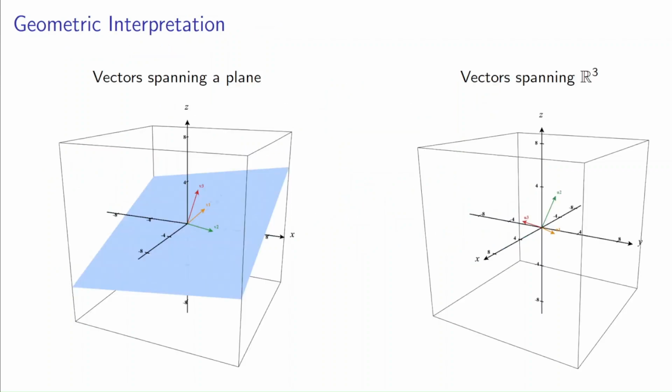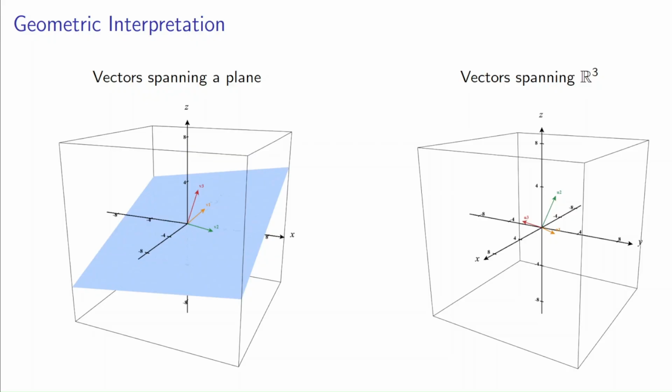Let's look at some geometry here. I've got some images of these two different examples. The first example, which were these set of vectors v1, v2, and v3, which we said just span that plane, and so we can see the plane there. And then those other vectors spanning all of R3. It's a little bit hard to see what's going on here.